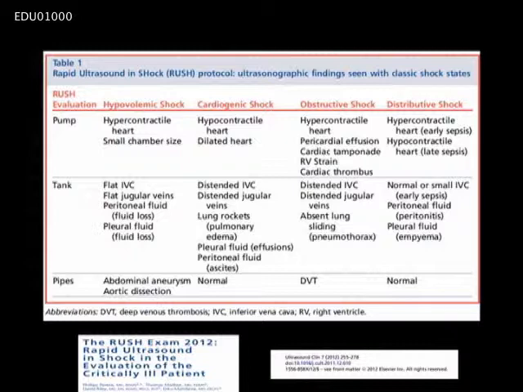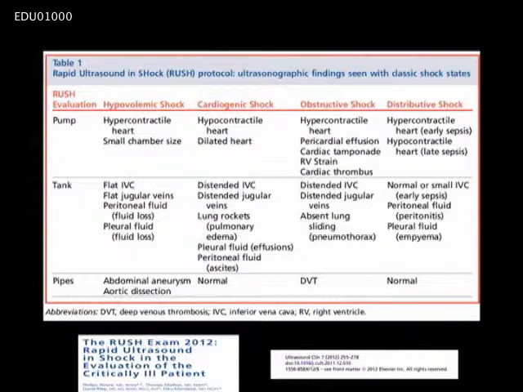Now we can begin to use the RUSH protocol to assist in the evaluation of the hypotensive patient to allow us to figure out which type of shock the patient is suffering from. Let's take a look at this table, beginning with hypovolemic shock to the left. On assessment of the pump, the heart may be small in size and hypercontracting. On evaluation of the tank, the inferior vena cava and internal jugular veins may be small in size with a large percentage change from expiration through to inspiration. In a patient who has an occult trauma or delayed presentation of trauma, we may actually see positive free fluid in the peritoneal cavity or within the pleural cavity indicative of blood.